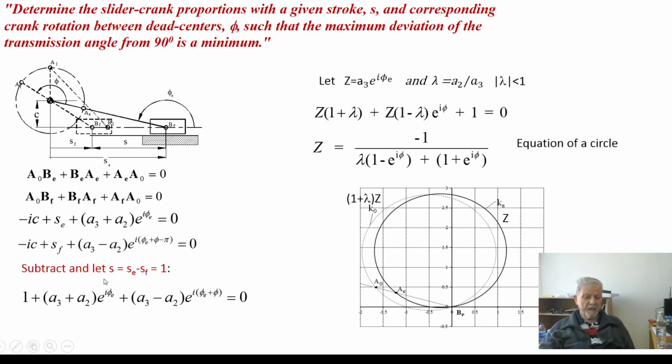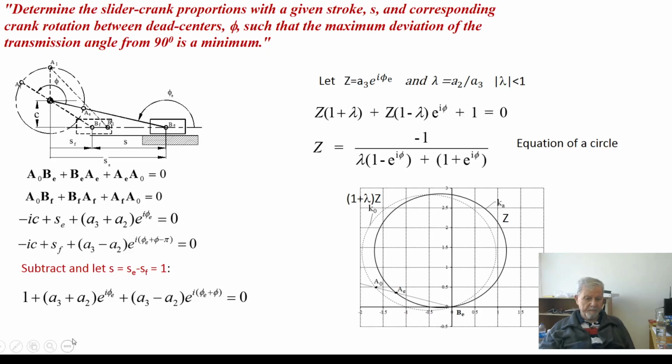In that case, with this substitution, if we subtract these two equations, we end up with this equation. Now, what you can do is, again, we let z is equal to A3 e to the i alpha e. This is z vector in extended position. A0, B0, AE is the vector. And lambda is equal to A2 over A3. Unlike the 4-bar case, in case of 4-bar, we defined A3 over A2, and lambda had to be greater than 1. In this case, lambda is equal to A2 over A3, and lambda must be less than 1.